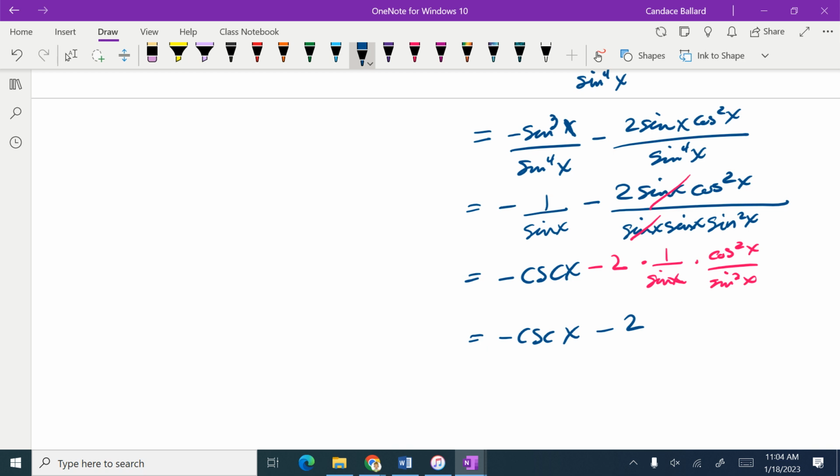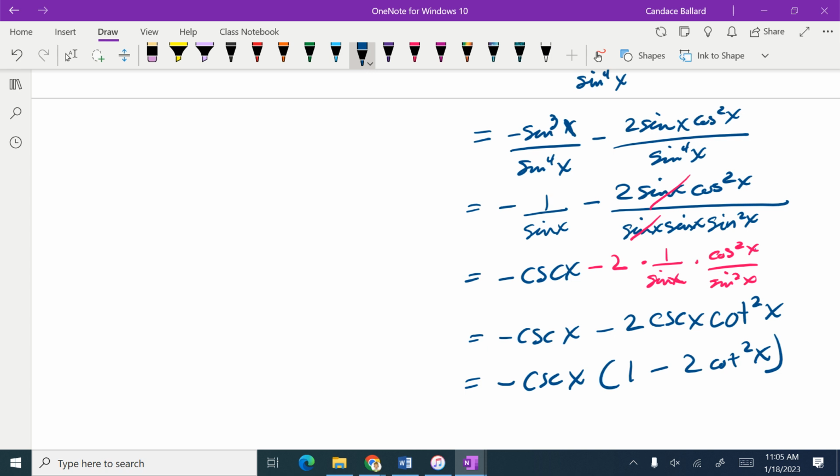What's 1 over sine? Cosecant x. And what's cosine squared over sine squared? Cotangent squared x. Good. Now, that's probably more trig than they would probably do to you multiple choice. But you never know. All right, greatest common factor. Just cosecant? Negative cosecant x, and then this is going to be 1 minus 2 cotangent squared x.